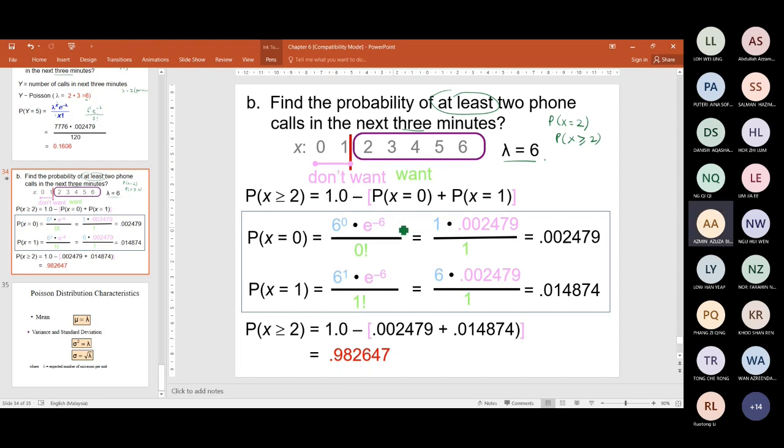There are 2 ways actually. Either you find the probability of each one, so the probability of X equal to 2 plus the probability of X equal to 3 plus this plus this. So there are 5 that you have to calculate actually.